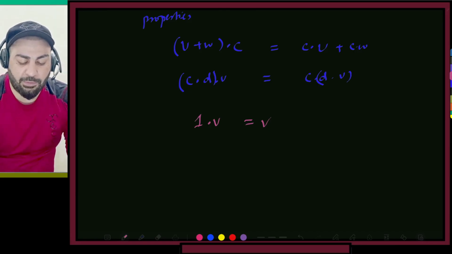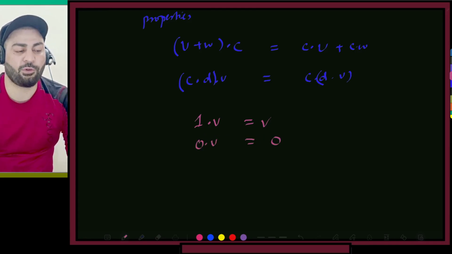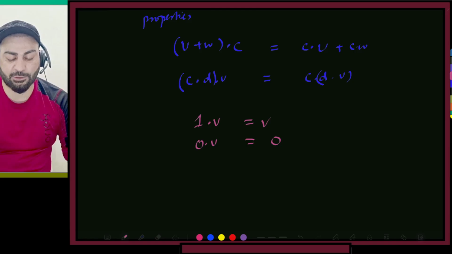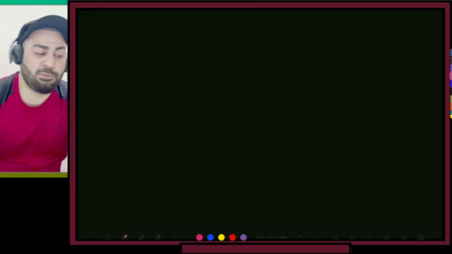What it basically will do is squish the whole thing. So if you have 0 multiplied by v, that will give you 0. It will basically give you nothing if you multiply with a 0 element. And then we'll move on to some other operations.